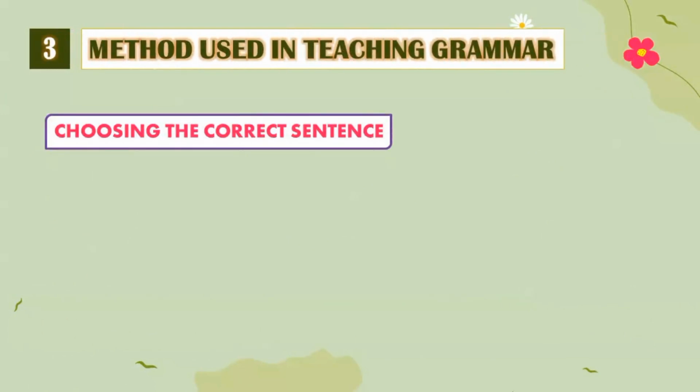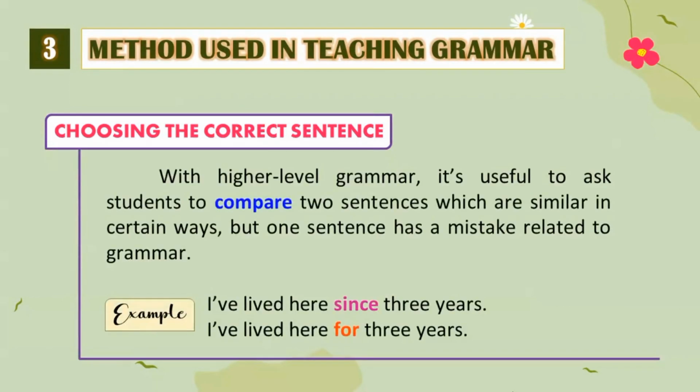The last method is choosing the correct sentence. With higher level grammar, it's useful to ask students to compare two sentences which are similar in certain ways, but one sentence has a mistake related to grammar. For example, I've lived here since 3 years, and I've lived here for 3 years. The students are asked to compare two sentences, then explain the reasons.